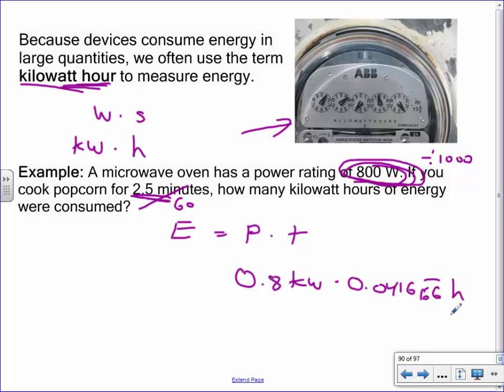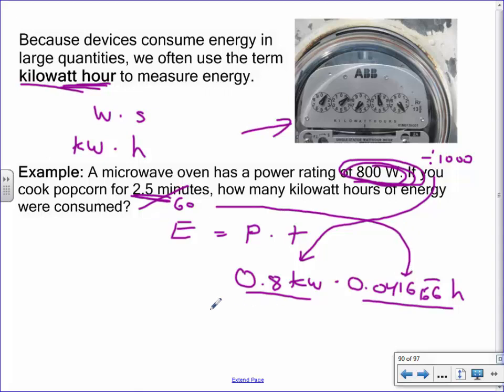Okay, so this is the exact same formula, only in different units. Rather than measuring it in joules and seconds, we can also measure it. Listen, stay with me, guys. You can also measure it in kilowatts and hours. The only issue is you may have to do a little bit of converting. I took 800 and divided by 1,000 to make it 0.8 kilowatts, and I took 2.5 and divided by 60 to get us hours. So, Kayla, have you already done this last calculation? Do you have 0.8 times 0.416 repeating?